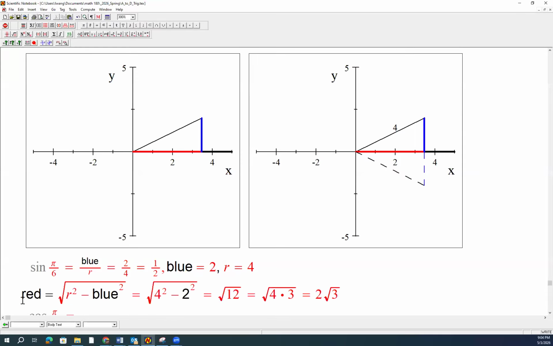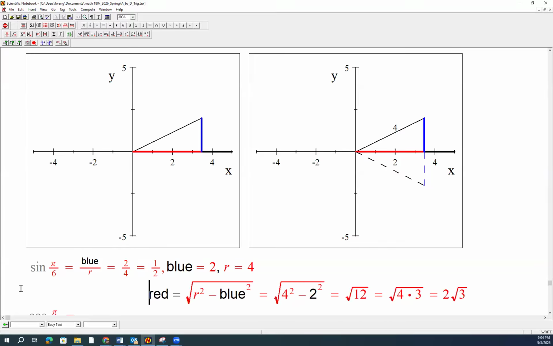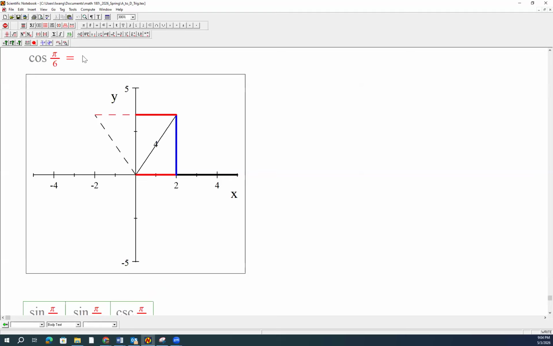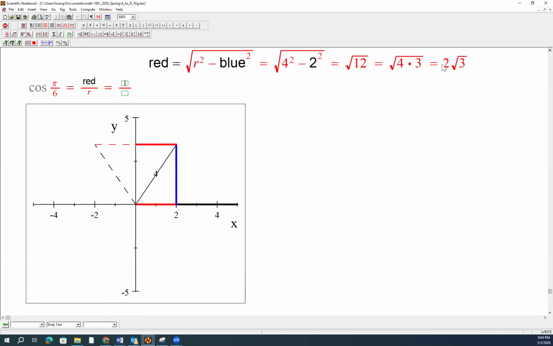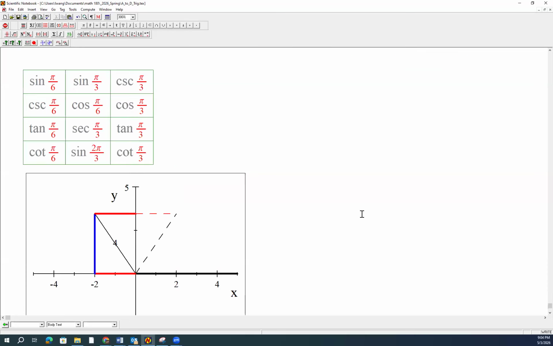Now we can do it, right? We have blue, we have R, and we found the red. So cosine pi over 6 will be red over R. We plug in the red, which is 2 times root 3, and R is 4. So in the end, we get root 3 over 2. We just reduce the 2 and 4, so we get root 3 over 2, right? So you get sine pi over 6, cosine pi over 6.